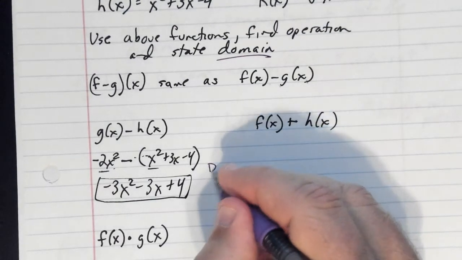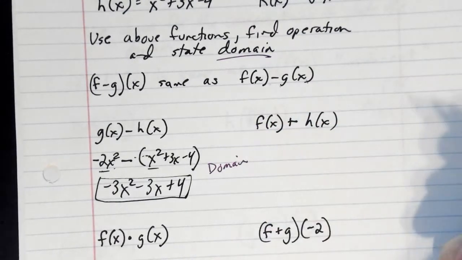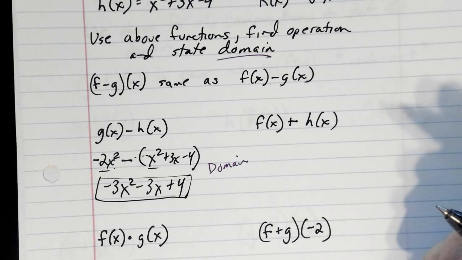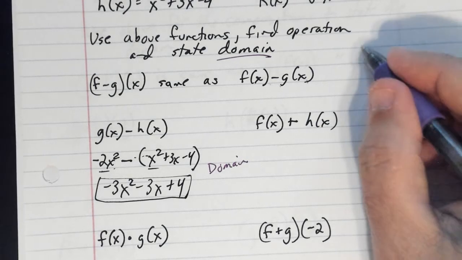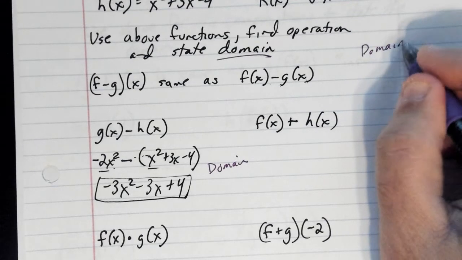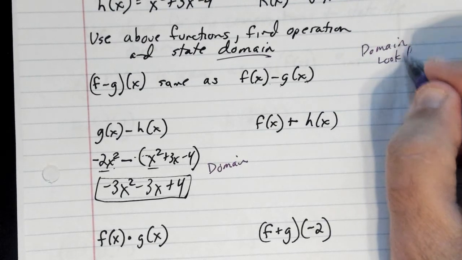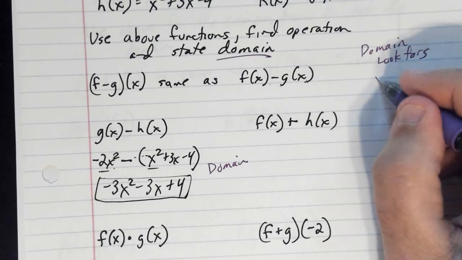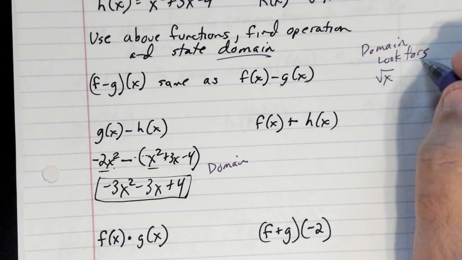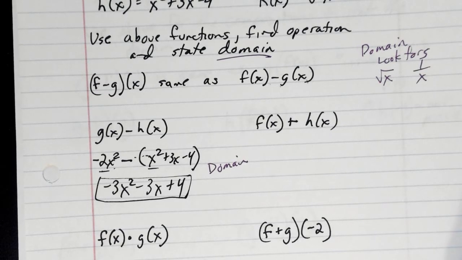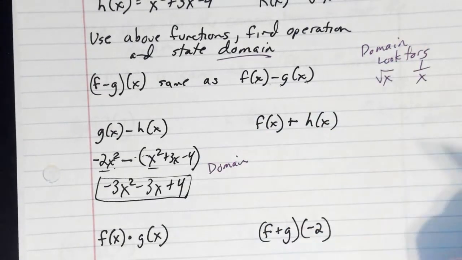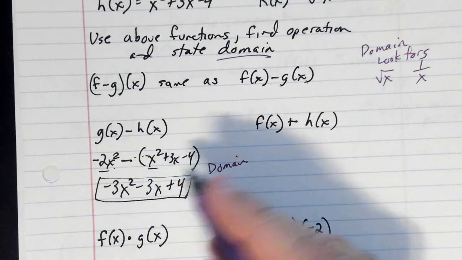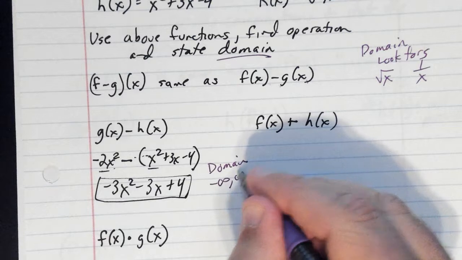Now, what about domain? Domain is what x can only be and nothing that x can't be. Remember our rules for domain, our domain look-fors that we talked about before: something in a radical or an x in the denominator. If it doesn't have any of those, it's all real numbers. So if we look here, no square root, no variable in the denominator, so my domain is all real numbers.